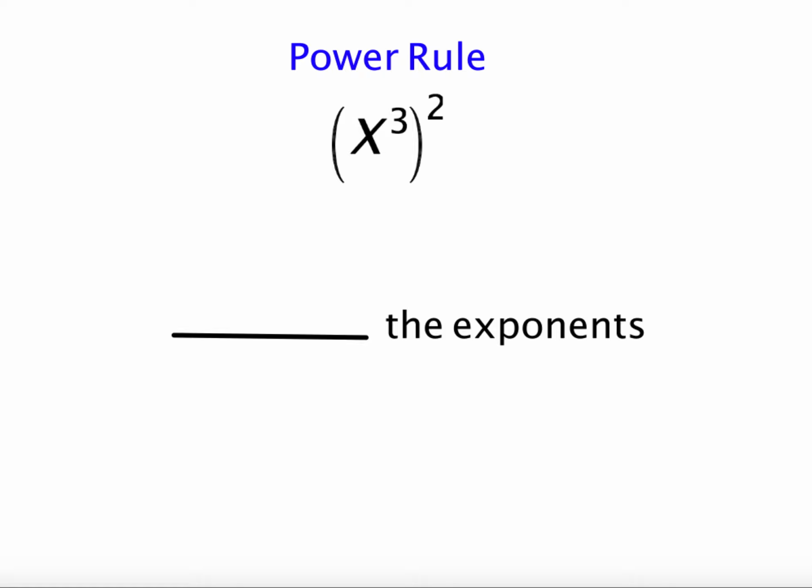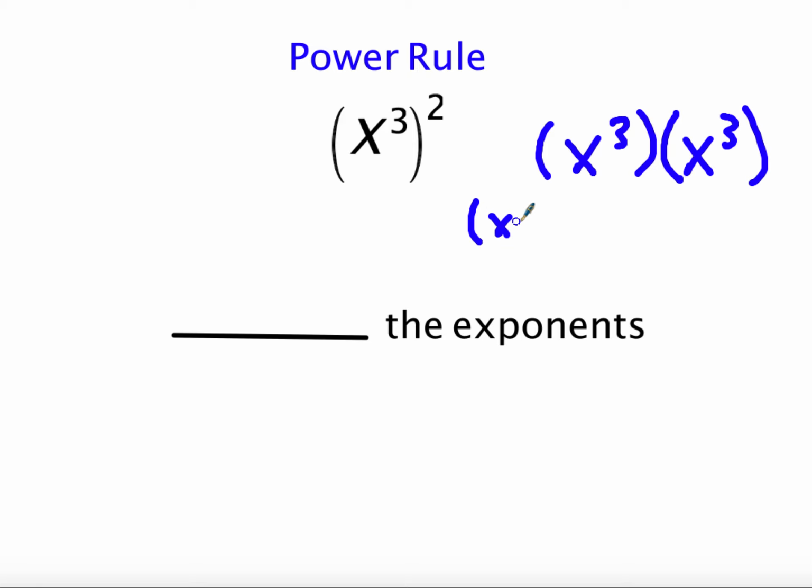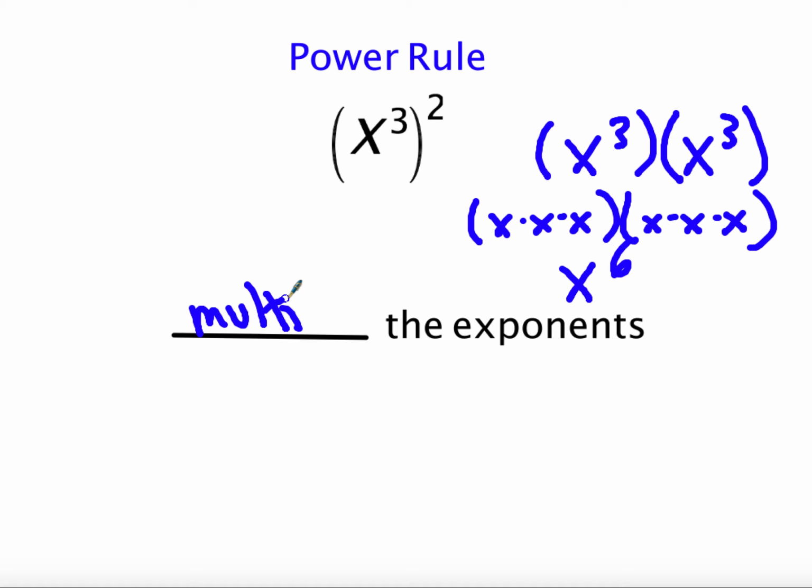The power rule, our third main rule, x to the 3rd squared. This is what we were calling partially expanded form. X to the 3rd squared is x to the 3rd times x to the 3rd. Of course, you can always go ahead and fully expand that. And x to the 3rd squared is x to the 6th, with the rule being that you multiply the exponents.